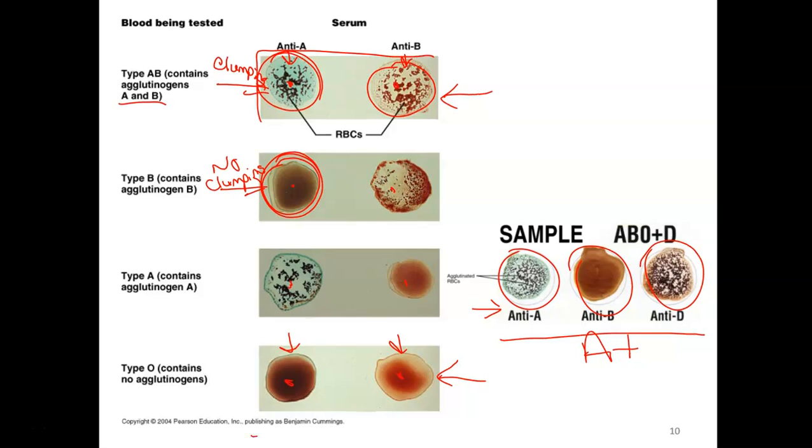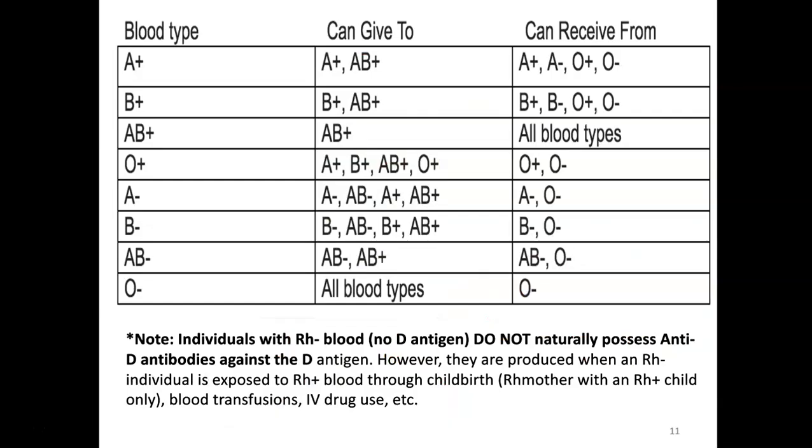Before I go, real quick, on the next slide you have who you can give to and who you can receive from. You do need to know that. And also note that ABO antibodies are naturally found, whereas RH are not. And I'm going to have to end because I only have 15 minutes.